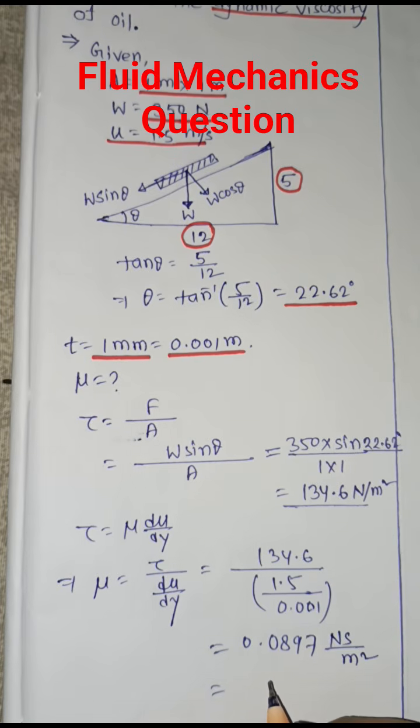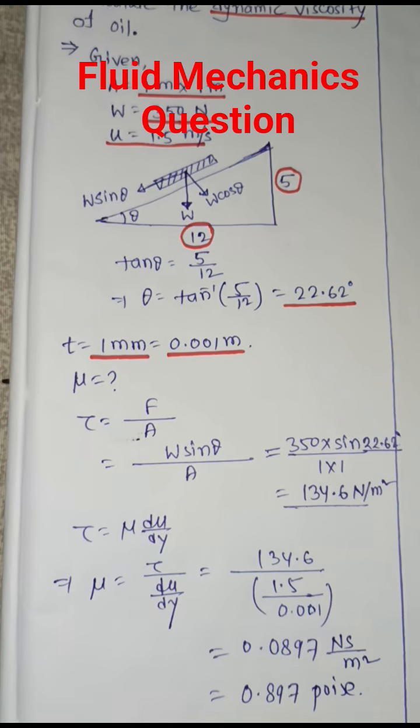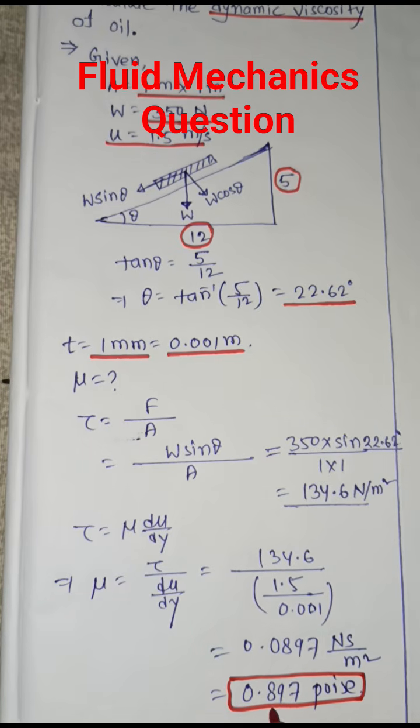And if you want to calculate in poise, you have to multiply it by 10. So 0.897 poise. So the answer will be 0.897 poise.